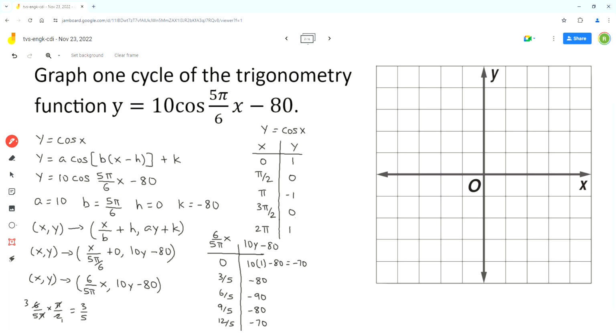The first step is to show the scale. Now the scale should be drawn on the x and the y axis based on the numbers in the table of values. If we analyze the x numbers 0, 3 over 5, 6 over 5, 9 over 5, 12 over 5, these numbers go up by 3 over 5. So we can show these numbers on the x-axis and they are all positive numbers.